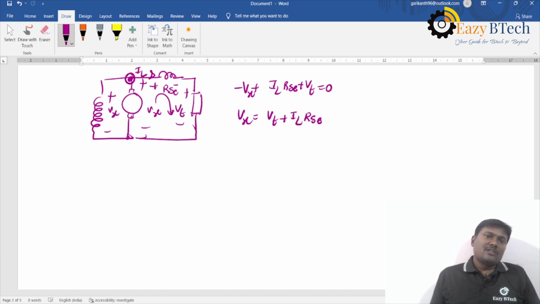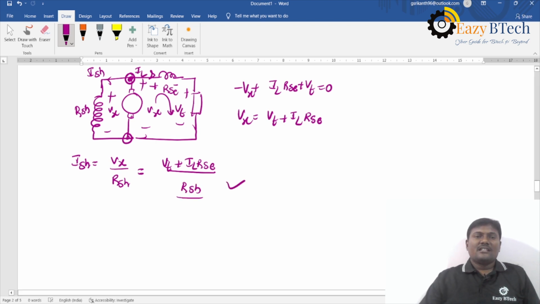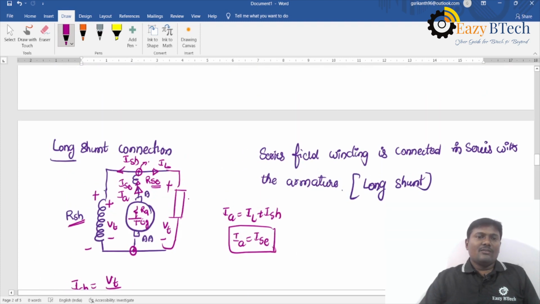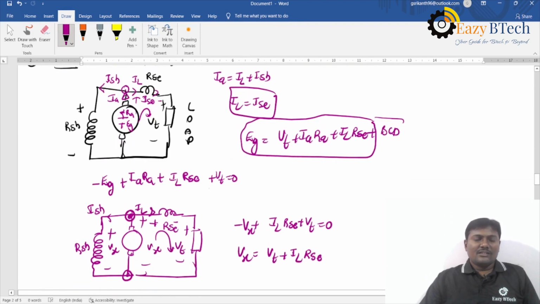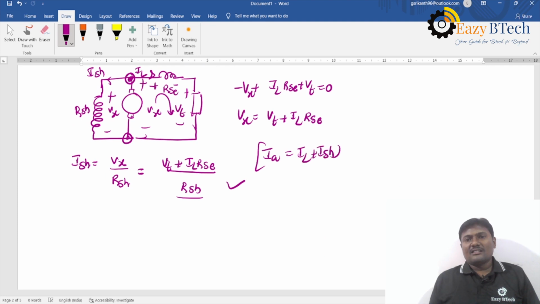If we know the node potential Vx in terms of terminal voltage and the load current, can I calculate the shunt current or not? Yes. So the shunt current is equal to Vx divided by RSH. Vx is VT plus IL into RSC, divided by RSH. This is about the shunt current. So if you have a doubt, apply KVL. It's very simple, and IA is equal to, if you apply the KCL at this point, IL plus ISH.